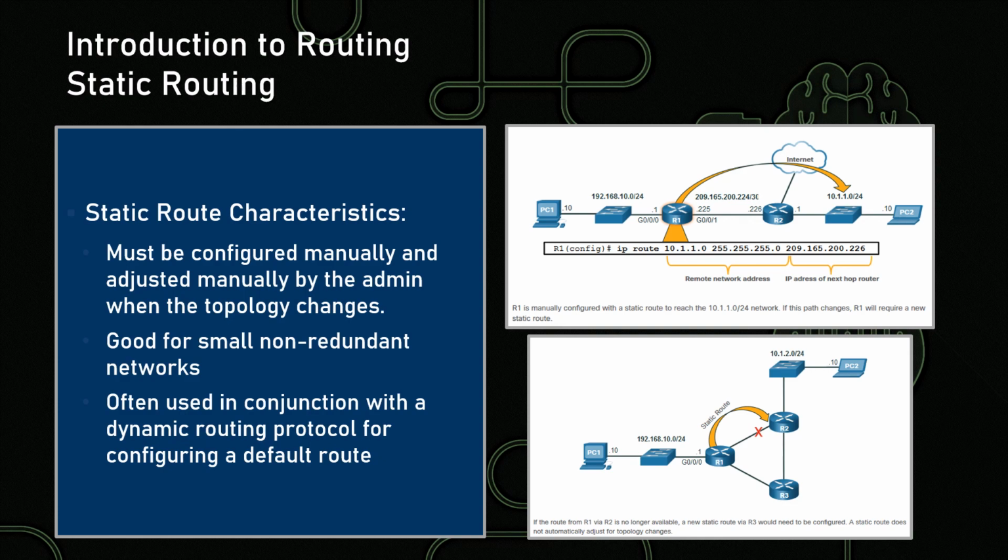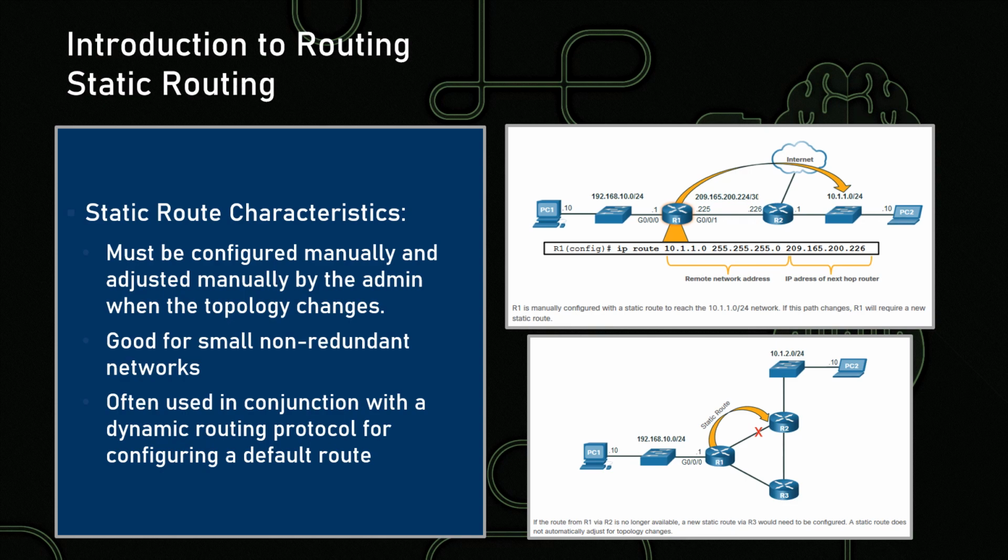So in the top graphic, we see a manual configuration. We're in R1, we're in config mode, so that's global config. IP route 10.1.1.0, 255.255.255.0, it's our mask. And then we have our next hop, which is 209.165.200.226. So what this is saying is that any traffic that arrives looking for 10.1.1.0 with a /24 mask is going to be forwarded to 209.165.200.226. That's going to be our next step.